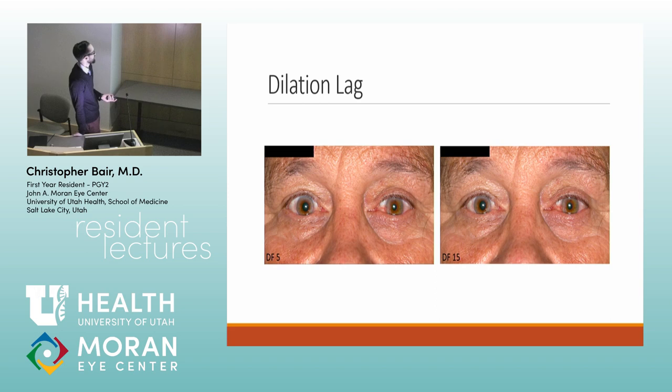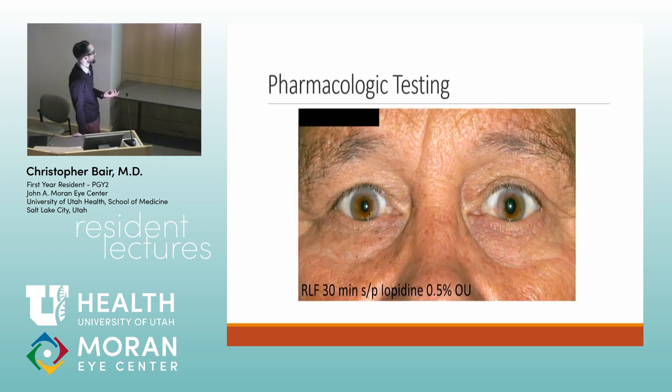And so the next step would be to do pharmacologic testing. And so here we can see, what do we notice here? This is 30 minutes after giving apraclonidine. What do we notice here? It's a little bit higher on the left now, and it's reversal of anisocoria. Exactly, yeah, you're exactly right. We see reversal of his anisocoria, we see reversal of his ptosis. And so this is diagnostic of a Horner syndrome.